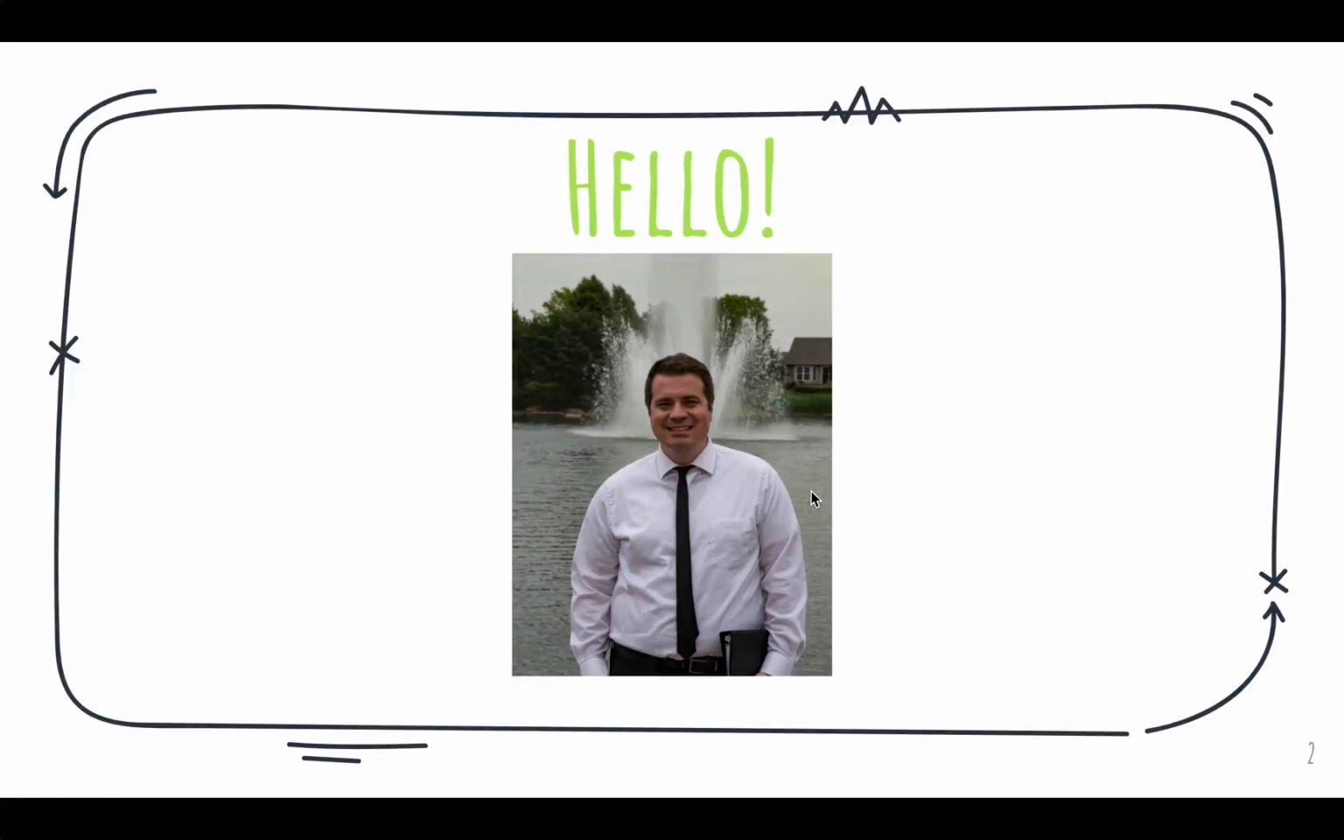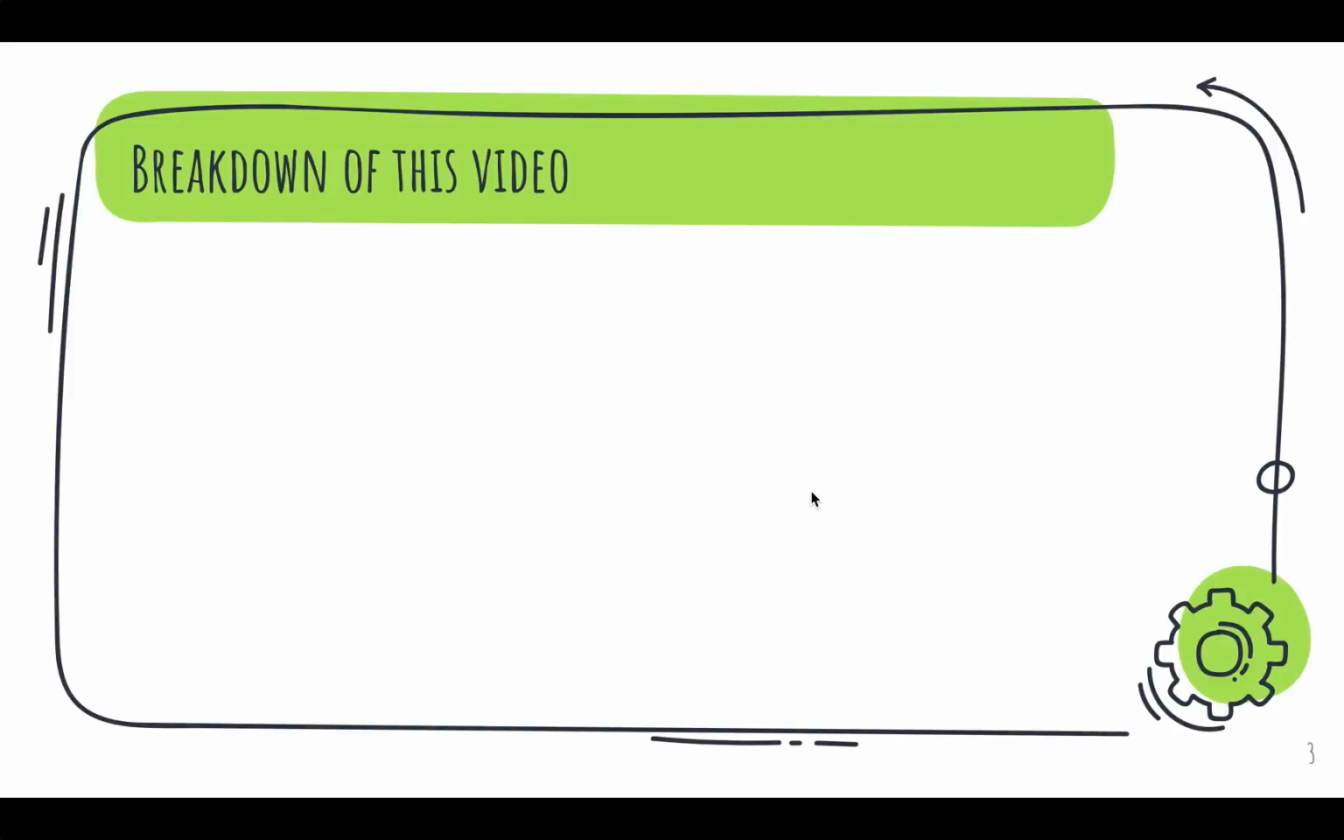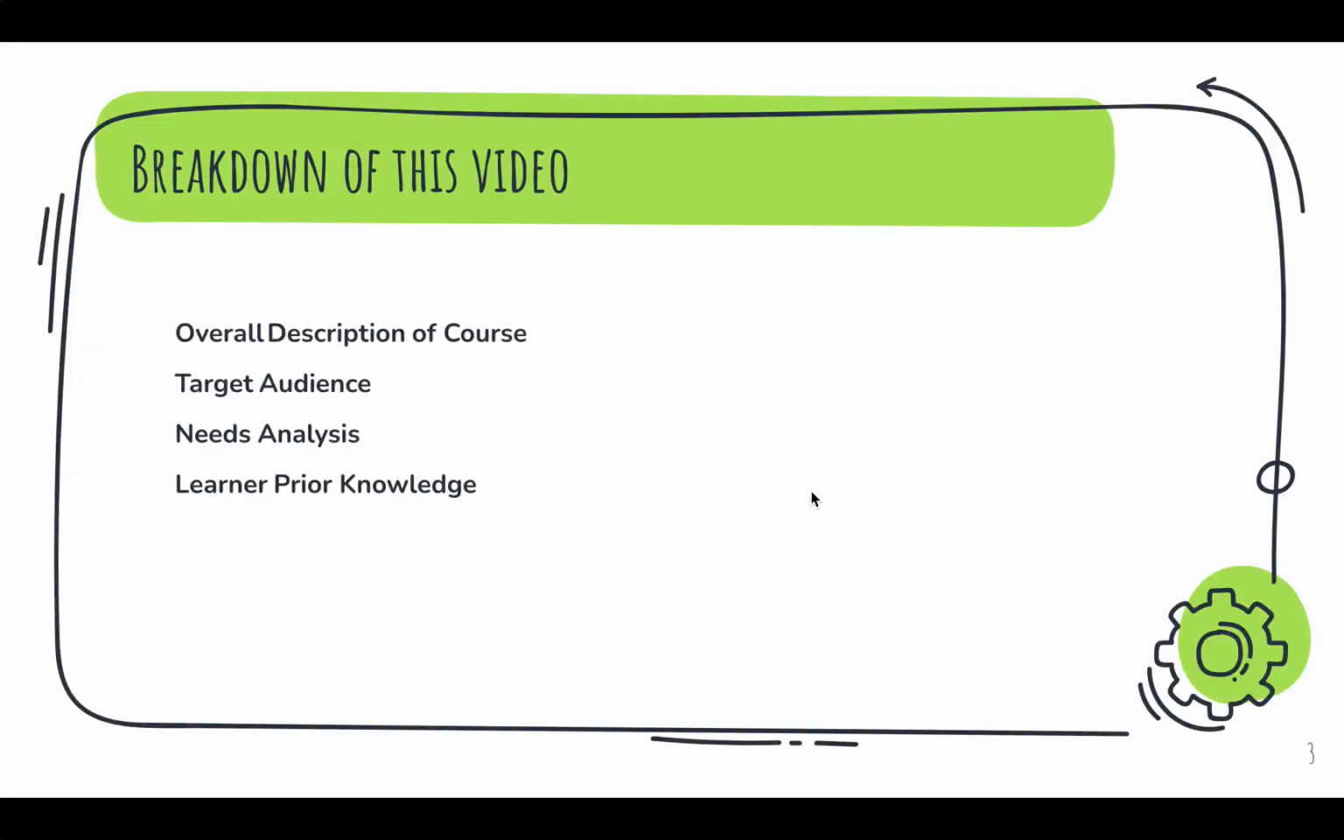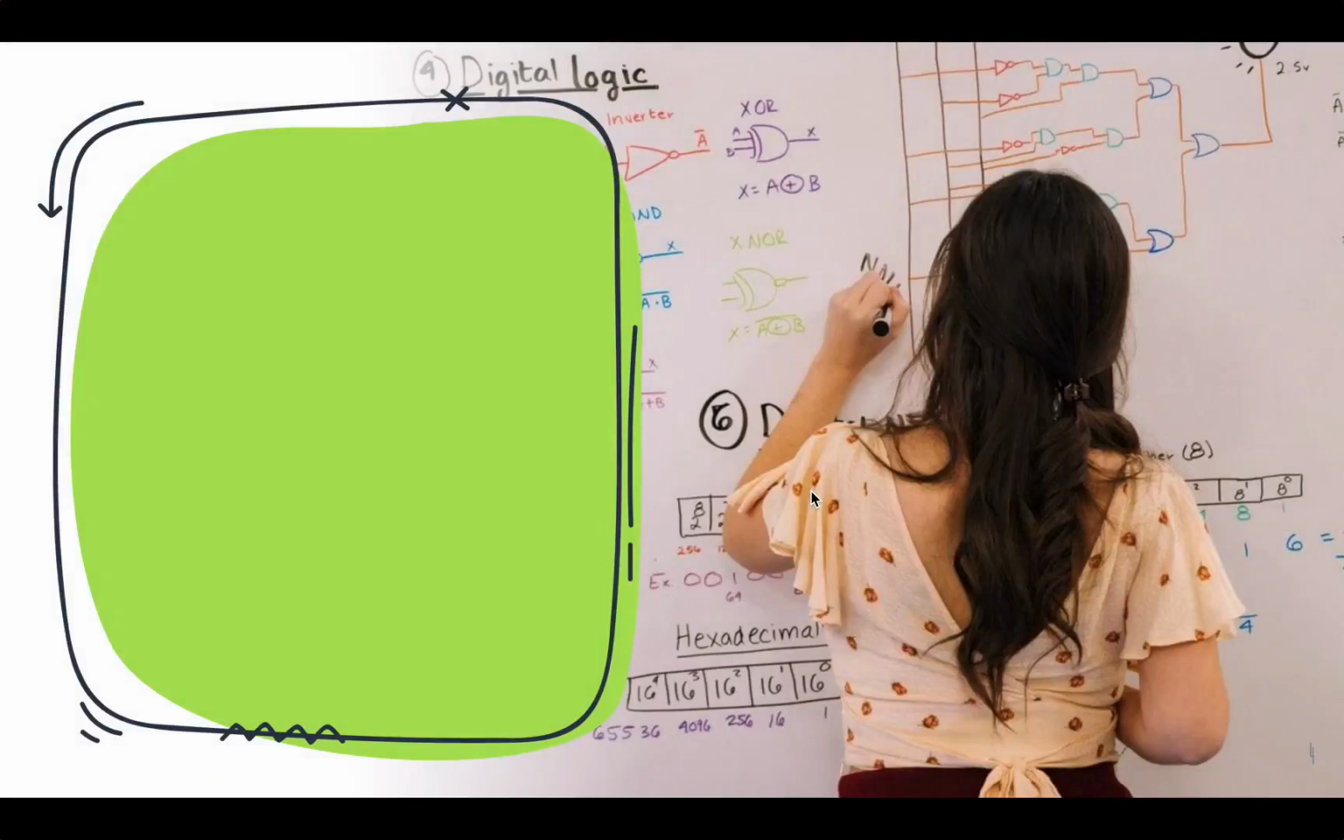Let's break down what we'll be going over in this video. Here are the topics that will be discussed during this presentation. We will start off with the overall description of the course, target audience, the needs analysis, the learner's prior knowledge, what learning objectives will be hit in this training, how technology will be implemented, and finally how the learners will be assessed.